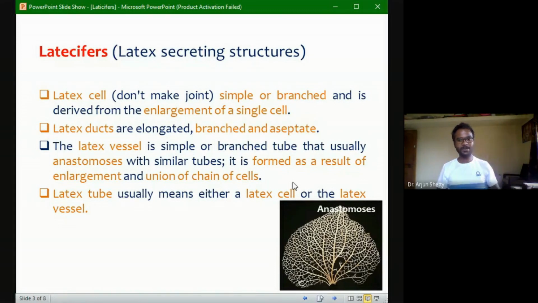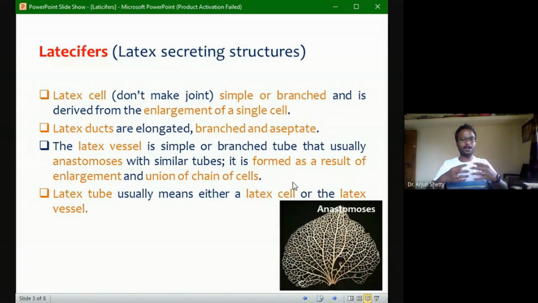Laticifers, nothing but latex secreting structures, are of different types, as I already told you: a latex cell, latex ducts or laticiferous ducts, or a latex vessel or latex tube. I would like to repeat that though we have four or five different types of latex secreting structures in a plant body, the distinguishing characteristics are not yet clearly known to us. So all four or five are broadly considered laticifers. Now coming to the latex cell, it may be a simple latex cell or a branched cell, but usually derived from the enlargement of a single cell.